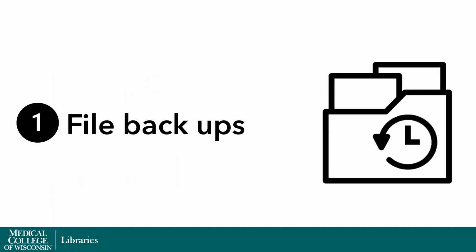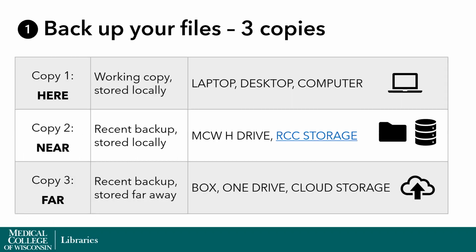So the first tip is backing up your files. This is a pretty basic concept that I'm sure everyone here is aware of. You know, it's best and safest to have 3 copies of your data at all times. And using the here, near, and far convention is one way to do that. So when we're talking about data that's stored here, this is information that you're working on currently, information that's stored locally on your computer. And these are the files that you're modifying and analyzing day to day. So that's 1 copy of your data.